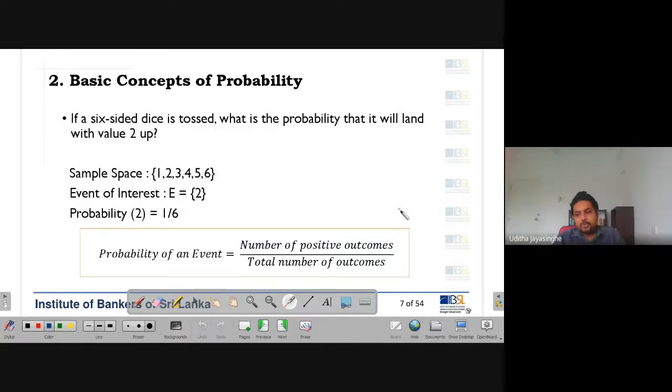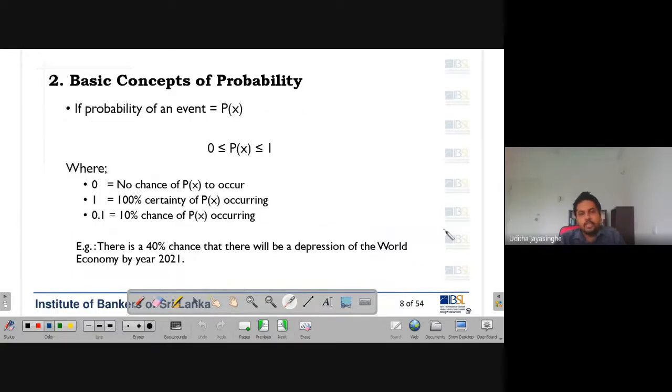So simply, students, this is how you are going to calculate the probability of an event: the number of positive outcomes or favorable outcomes, the outcome that you're looking at, divided by the number of total outcomes. That's the broader and the basic concept of probability. That's how you calculate the probability, which we discussed already. So bringing in some more notations.